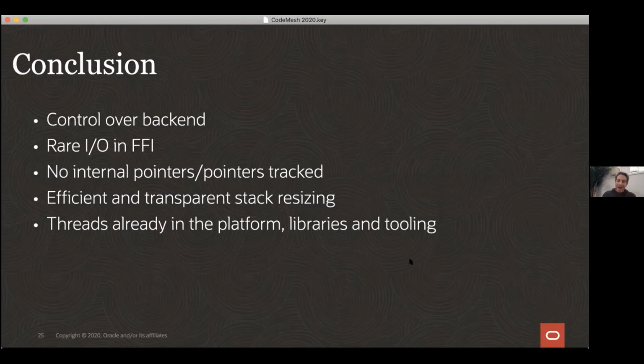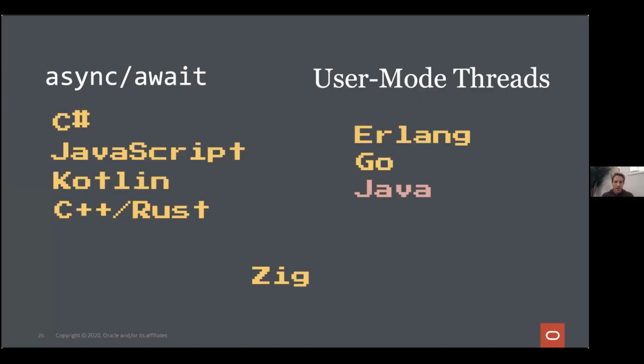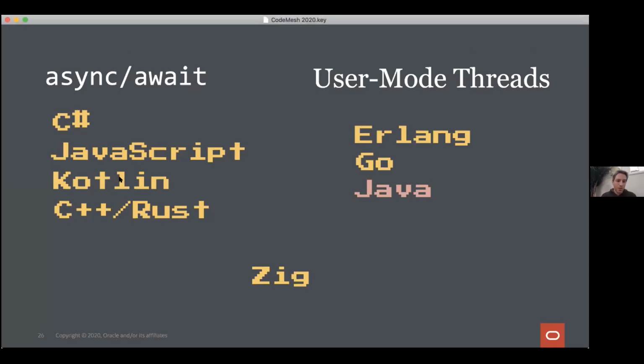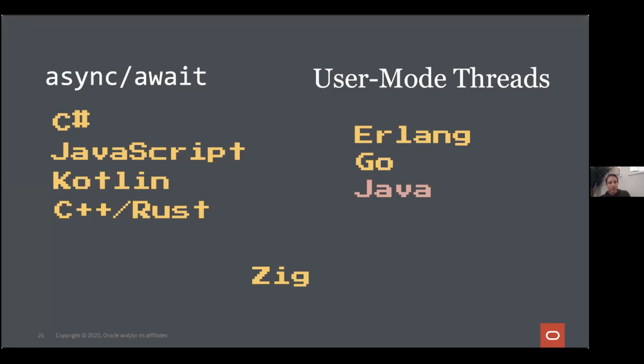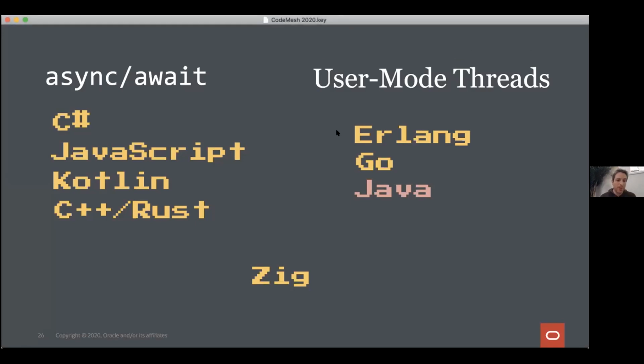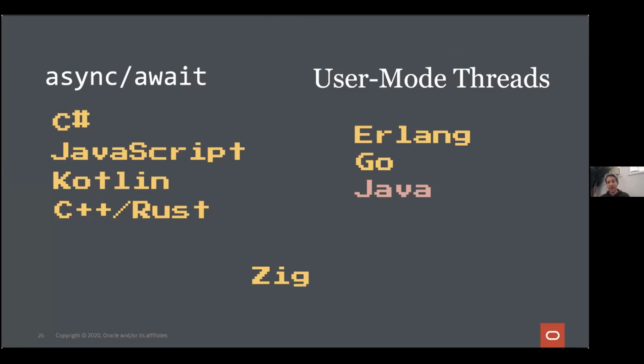So if we look at the choices some other languages made, we have Erlang, Go, and Java. They've chosen user mode threads, and we have JavaScript, Kotlin, and C++ and Rust that have chosen async await. Now, the only language that could have been in the user mode thread camp but isn't is C#, and that's incidentally the language that pioneered async await. Now, I don't have a good explanation for that, except that implementing async await is much easier. And I think this was a mistake on C#'s behalf.